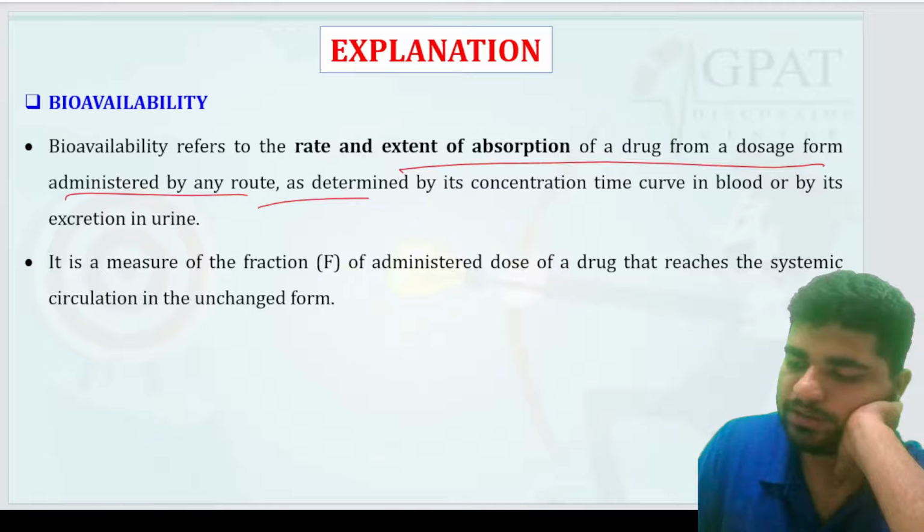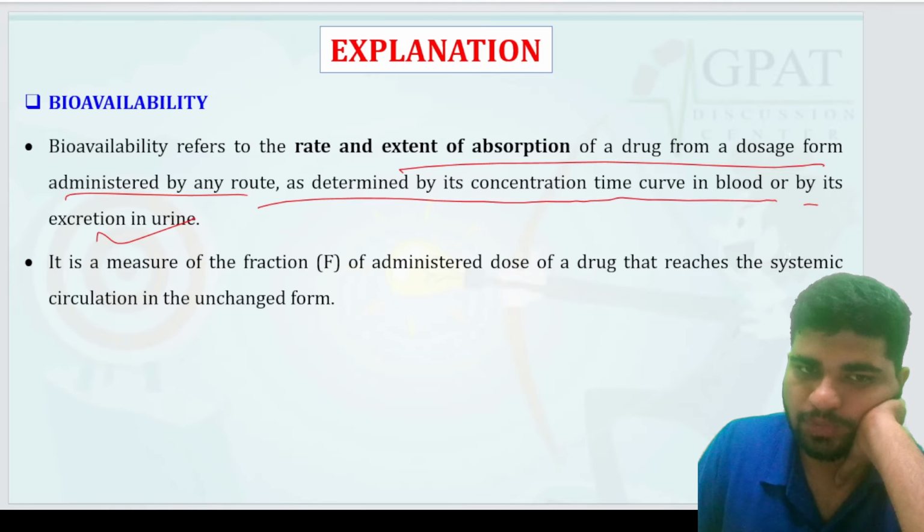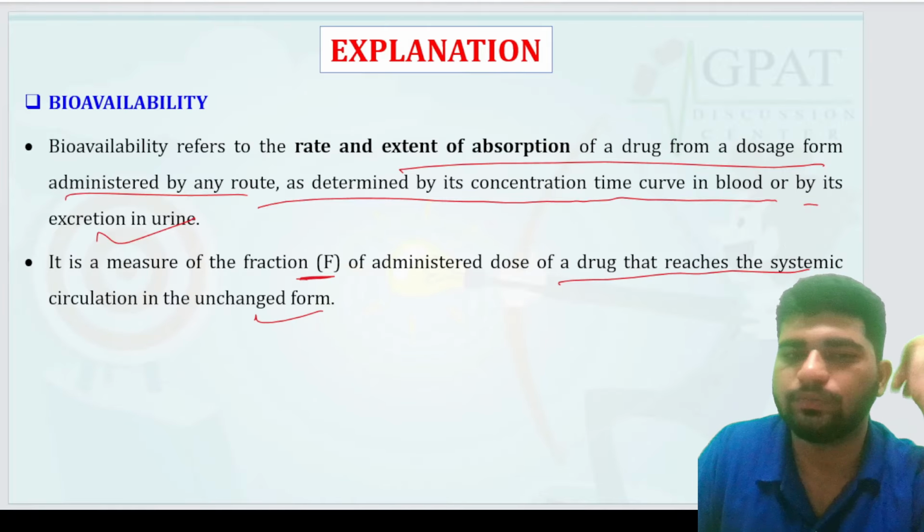administered by any route, and it is determined by the concentration time curve in blood or by its excretion in urine. It is the measure of fraction, denoted by F, of an administered dose of a drug that reaches the systemic circulation in unchanged form.